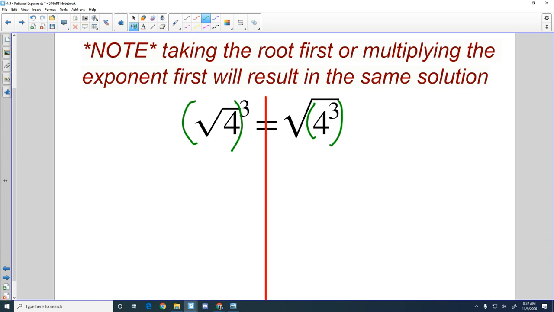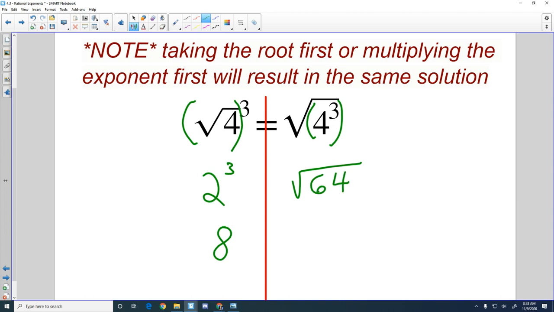So take a look at the left side. If I take the square root of 4 first, well, we all know the square root of 4 is just 2. But there's still that exponent out there, right? That 3 is still hanging out. And we know 2 to the third power, well, 2 times 2 times 2 is 8. So when we took the radical first, we got an 8. Now let's take a look at the other side. This side's saying, figure out what 4 to the third power is first. So that's 4 times 4 times 4. Well, 4 times 4 is 16. 16 times 4 is 64.